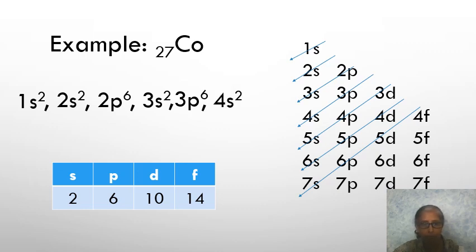Now see how many have filled? 10 plus 10, 20 are over. Now how many are left? 7. So after 4s, where will it go? 3d, isn't it? So it is 3d7. Is it clear?